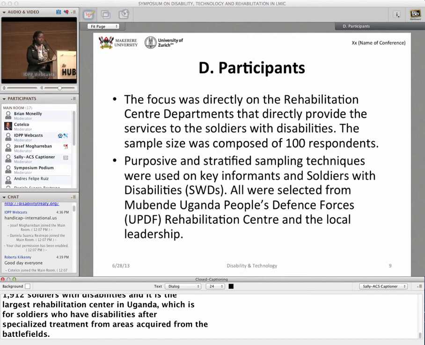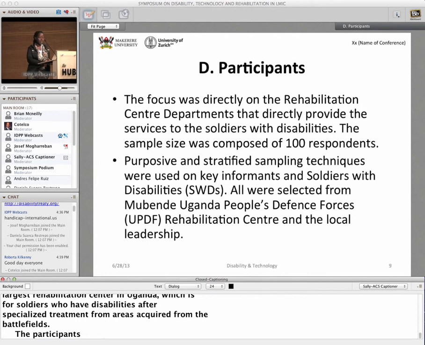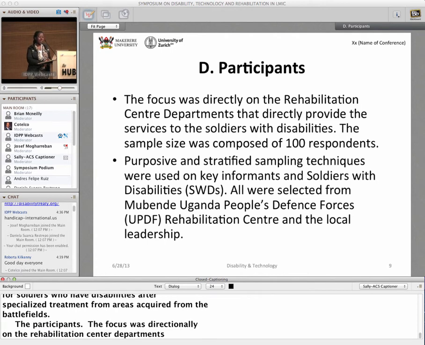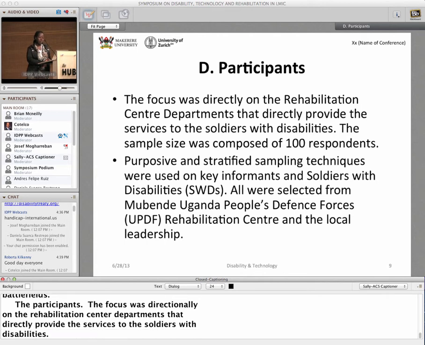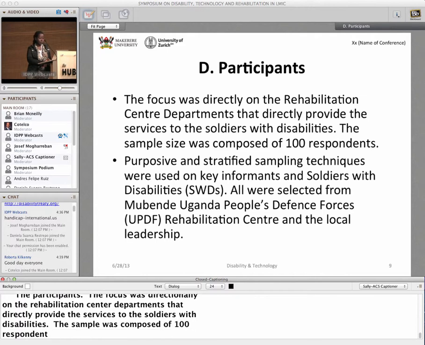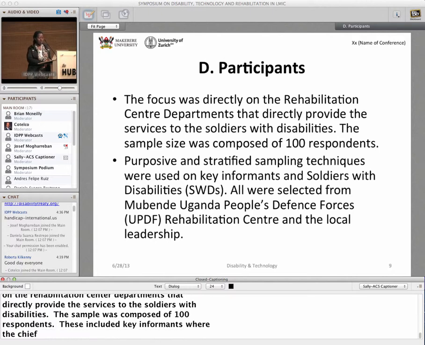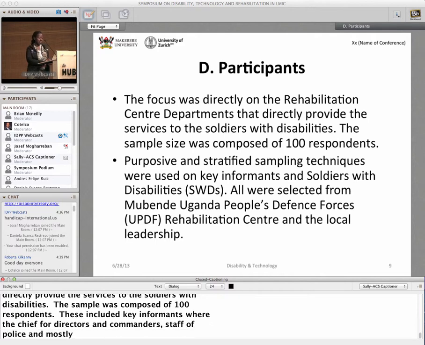The participants, the focus was directly on the rehabilitation center departments that directly provide the services to the soldiers with disabilities. The sample was composed of 100 respondents. These included 30 key informants, where the chief, 4 directors, 4 unit commanders, 4 technical staff, 4 police, and mostly the people who work within the center and the soldiers.